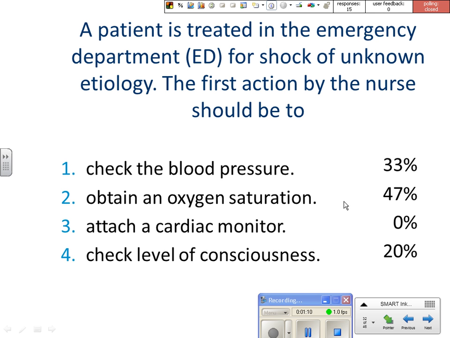So getting that baseline oxygen saturation, obviously, in real life, we're kind of doing everything all at once. But again, what the NCLEX wants you to do is say, okay, if you're the only person there and you can only do one thing at a time, what are you going to do first? And that would be find out how their breathing is, the airway, breathing, circulation. We really don't care that much about level of consciousness at this point. We want to make sure they're breathing and they have a heartbeat. Those are our priorities.